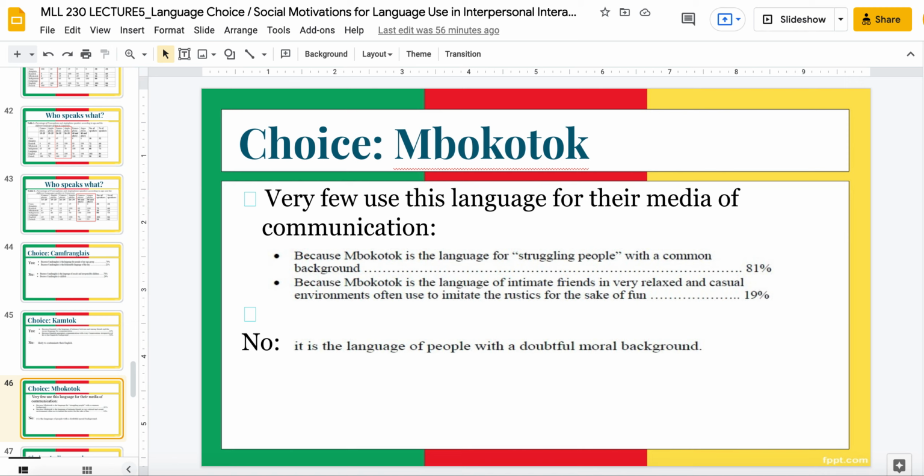Mbokotok, right? So very few people use this language, as I said before, because of the way it was described. One would say, I don't feel comfortable speaking this language because it's for struggling people. It's for people who are, quote unquote, unemployed. So it's also associated with morality. Just because they don't have a job, people are like, oh, they're morally inept, which is very false, right?